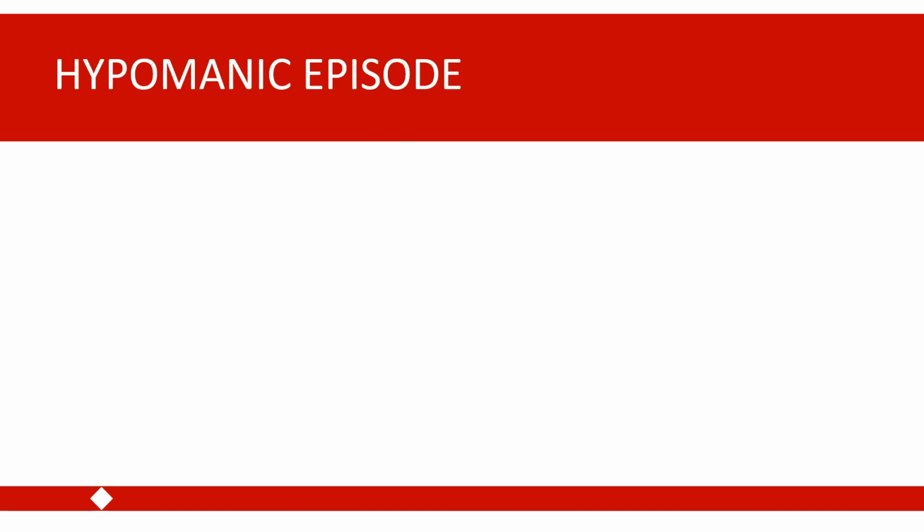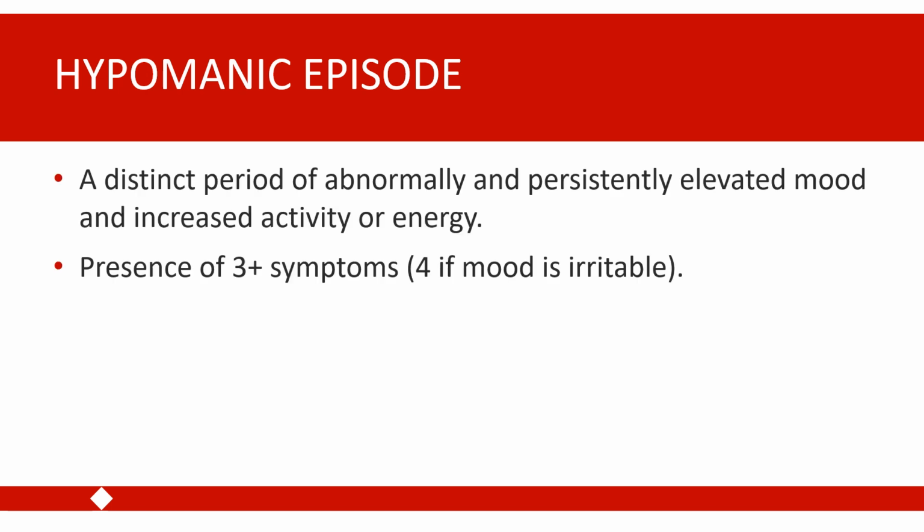The diagnostic criteria for a hypomanic episode are very similar to those for a manic episode. The first 2 symptoms are actually identical. The individual needs to experience a distinct period of abnormally and persistently elevated mood and increased activity or energy, and they need to display at least 3 or more symptoms in addition to that elevated mood. And again, if their elevated mood state is irritable, they need to have at least 4 of these additional symptoms.